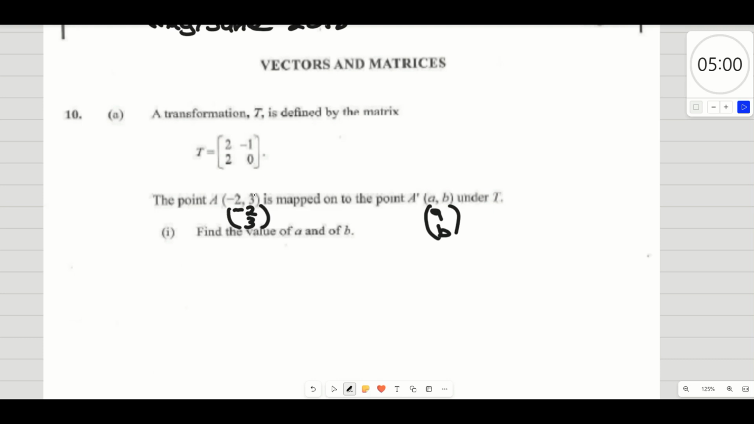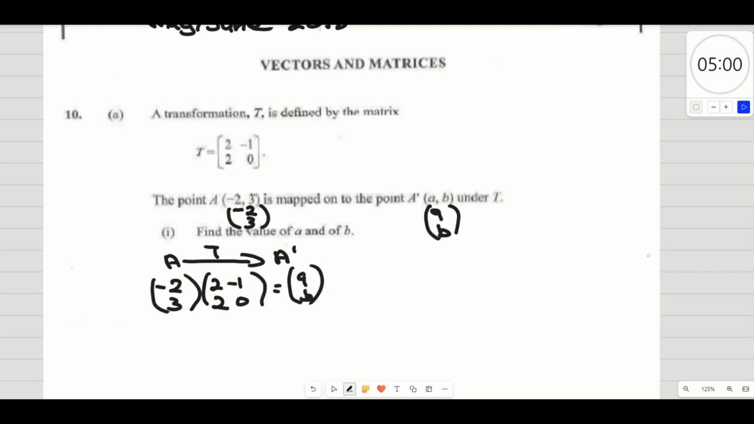So we know that to get image A, object A underwent a transformation T. What is object A? Object A is minus 2, 3. What is the transformation? 2, minus 1, 2, 0, to get AB. However, this here is a 2 by 1 and this is a 2 by 2. Because the number of columns and the number of rows are not equal, we cannot multiply A by T. We have to say it is T A that would give you image A.